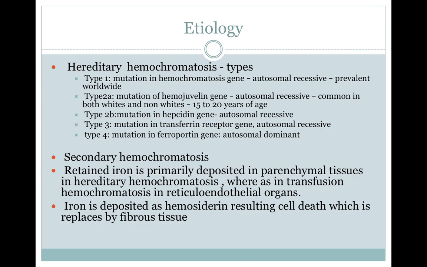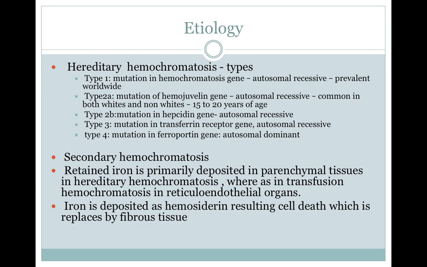Well, coming to the hereditary hemochromatosis, it is of four types: type 1, type 2, type 3, and type 4. In type 1, there is mutation in the hemochromatosis gene, an autosomal recessive disorder, prevalent worldwide. In type 2A, the mutation is in the hemojuvelin gene. It is also autosomal recessive, common both in whites and non-whites. It presents around the age of 15 to 20 years.